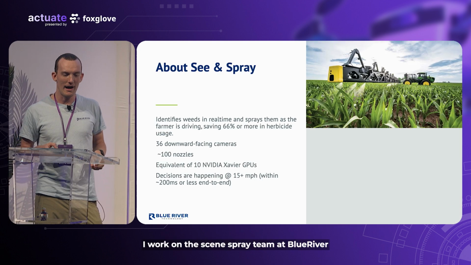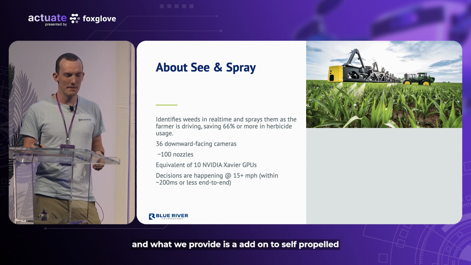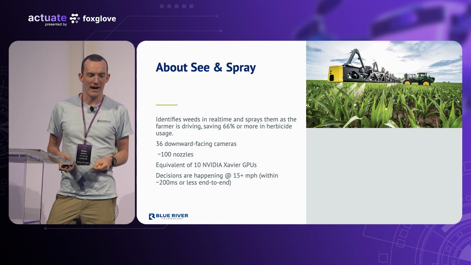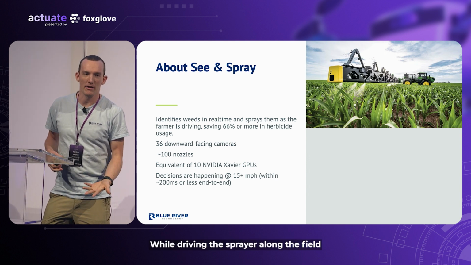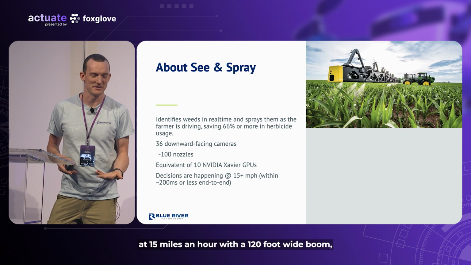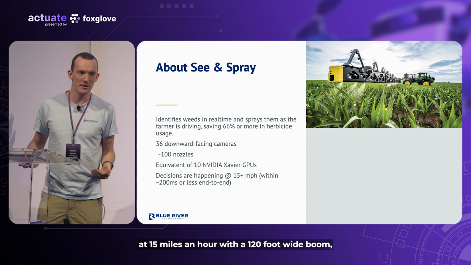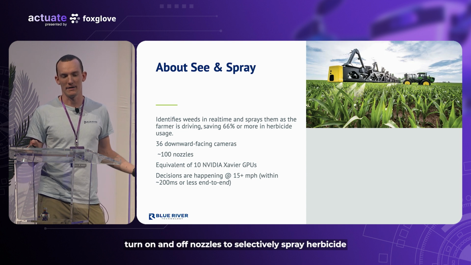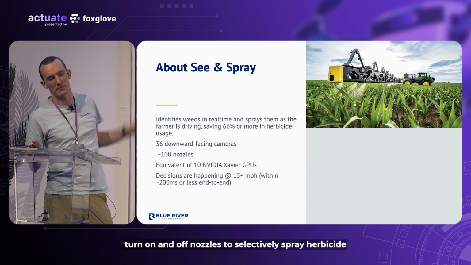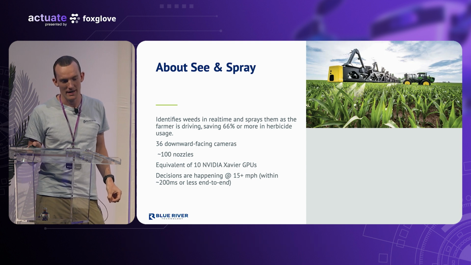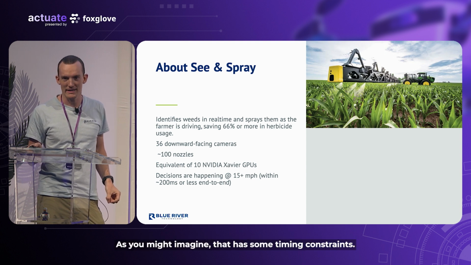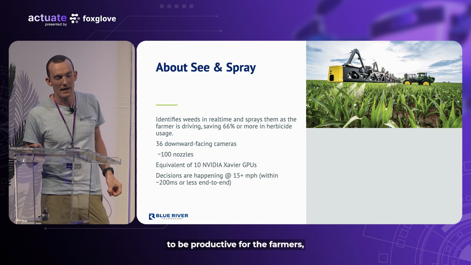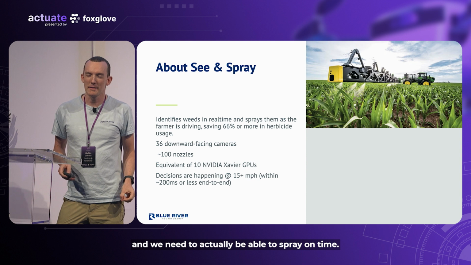Blue River. I work on the See & Spray team at Blue River, and what we provide is an add-on to self-propelled sprayers like the one in that picture that, while driving the sprayer along the field at 15 miles an hour with a 120-foot wide boom, we can get images from 36 cameras and in real time turn on and off nozzles to selectively spray herbicide depending on whether there's a weed in the image. As you might imagine, that has some timing constraints. We need to be able to go fast enough to be productive for the farmers, and we need to actually be able to spray on time.